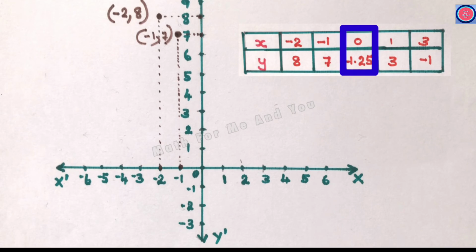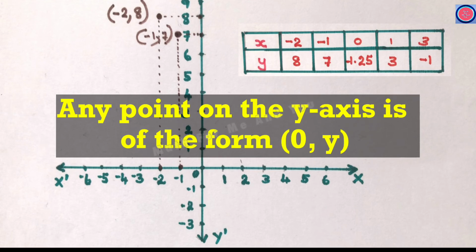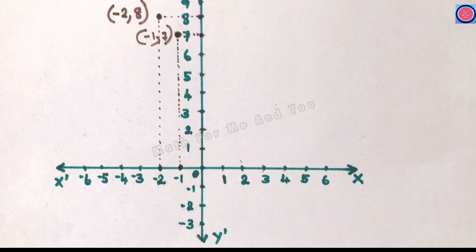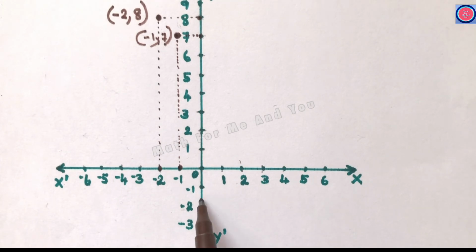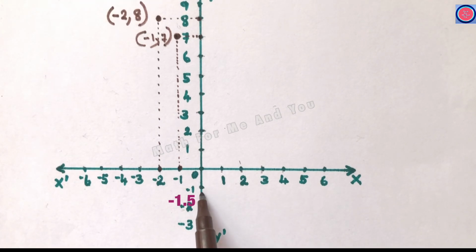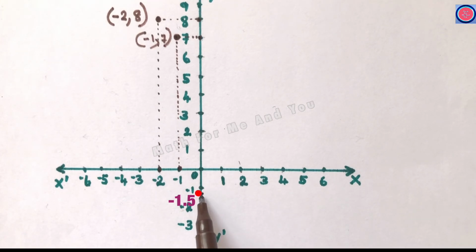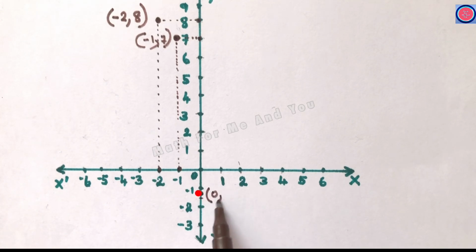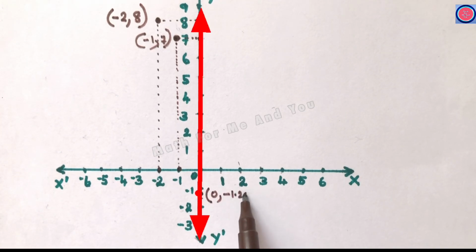Next we are going to mark the point (0, -1.25). This is of the form (0, y). A point of the form (0, y) means it's a point on the y-axis. Same like the other points, first we will mark the x number, that is 0. How to mark the y number -1.25? First we will mark the middle point of -1 and -2, which is -1.5. Again mark the middle point of -1 and the new point -1.5, and this will be -1.25. So what we are getting now is the point (0, -1.25). And we can see that this point is on the y-axis.